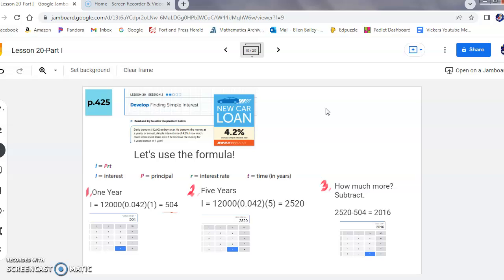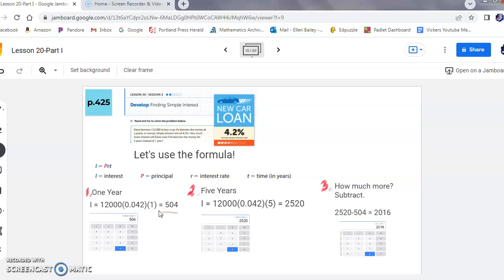We're moving along to session 2, page 425, and this is finding simple interest. I'm going to start by reading the problem. Dario borrows $12,000 to buy a car. He borrows the money at a yearly, or annual, simple interest rate of 4.2%. How much more interest will Dario owe if he borrows the money for 5 years instead of 1 year? Let's use the formula. Here's the formula: interest is equal to principal times rate times time.